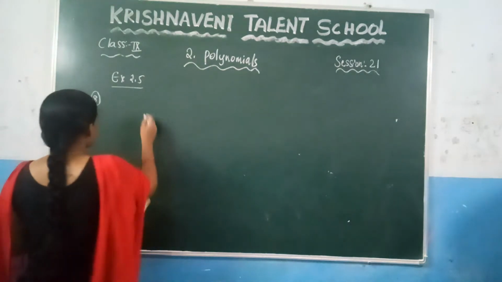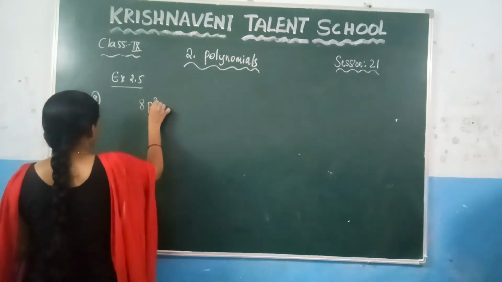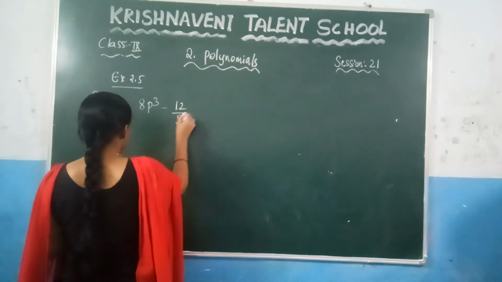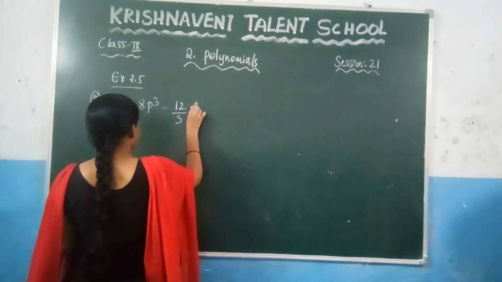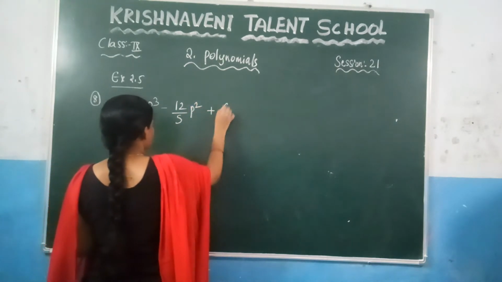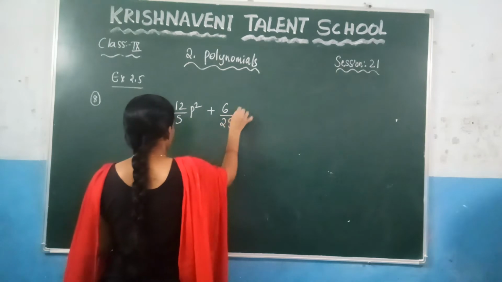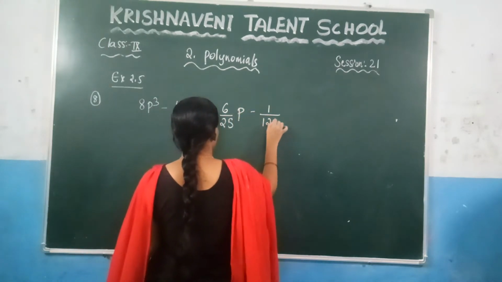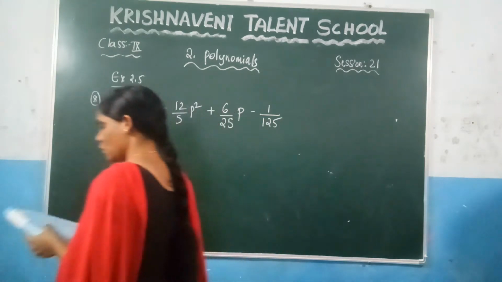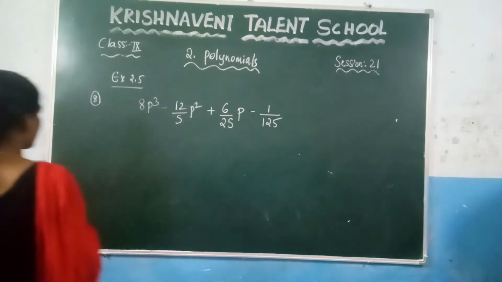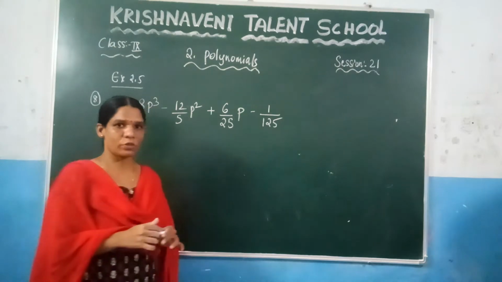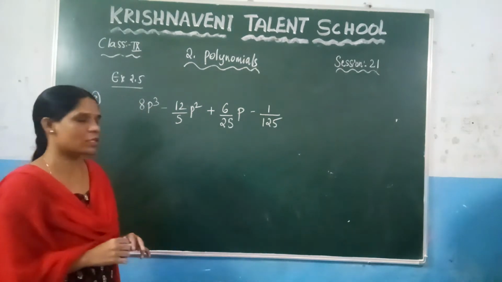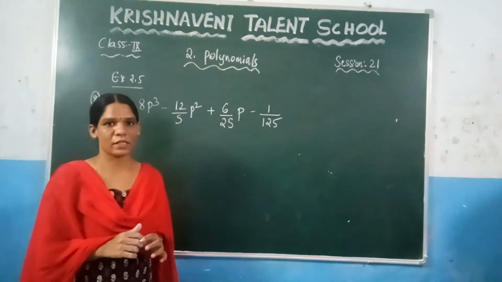So here, the question given is 8p cube minus 12 by 5 p square plus 6 by 25 p minus 1 by 125. You need to factorize this one. That means you need to write this in the form of the product of three linear polynomials. Why? Because here the degree of the polynomial is 3.